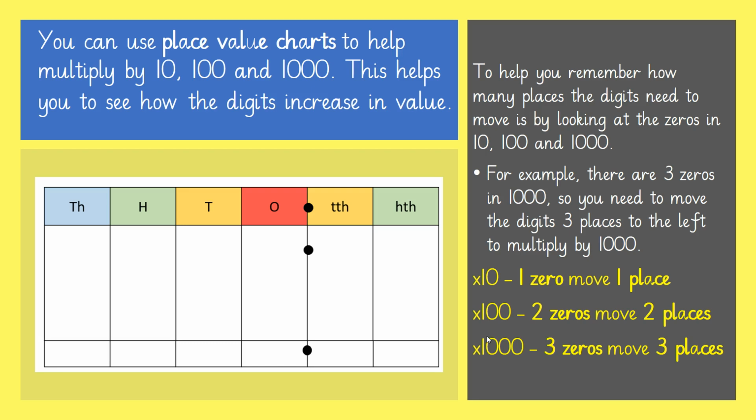You can use place value charts to help you multiply by 10, 100 and 1,000. It can help you easily see how they increase in value, or if we're dividing, how they decrease in value. Now, to help you remember, if we're timesing by 10, our digits will move one place to the left. If we times by 100, 2 places, and 1,000, 3 places.